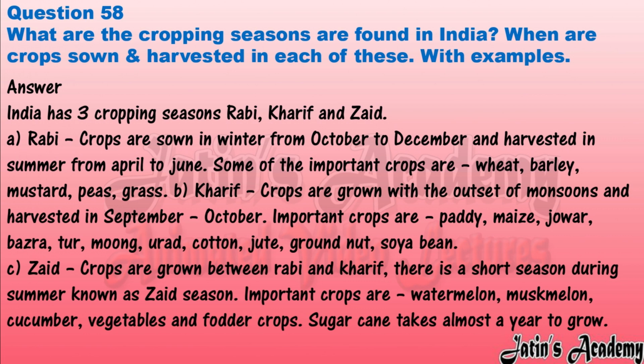B. Kharif crops are grown with the onset of monsoons and harvested in September, October. Important crops are paddy, maize, jowar, bajra, tur, moong, urad, cotton, jute, groundnut, soya bean. C. Zaid crops are grown between Rabi and Kharif. There is a short season during summer known as Zaid season. Important crops are watermelon, muskmelon, cucumber, vegetables and fodder crops. Sugarcane takes almost a year to grow.